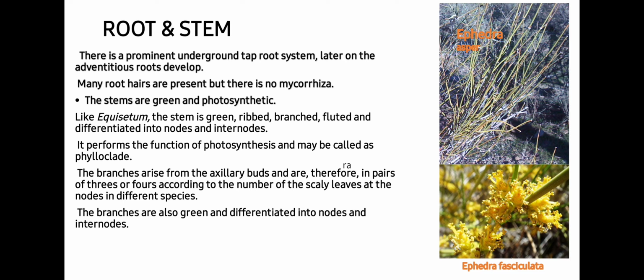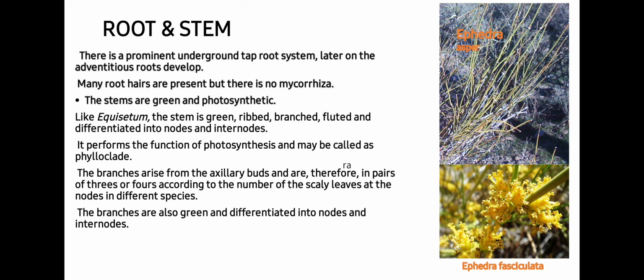There is a prominent underground taproot system. Later on, adventitious roots develop. Many root hairs are present, but there is no mycorrhizae. The stems are green and photosynthetic.